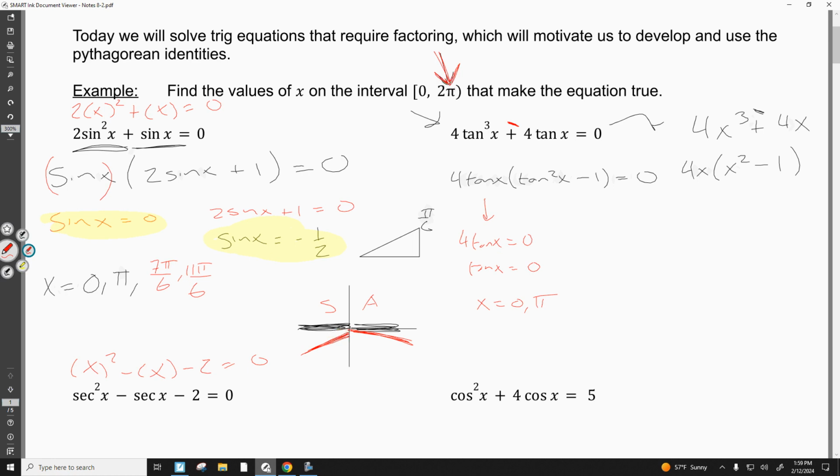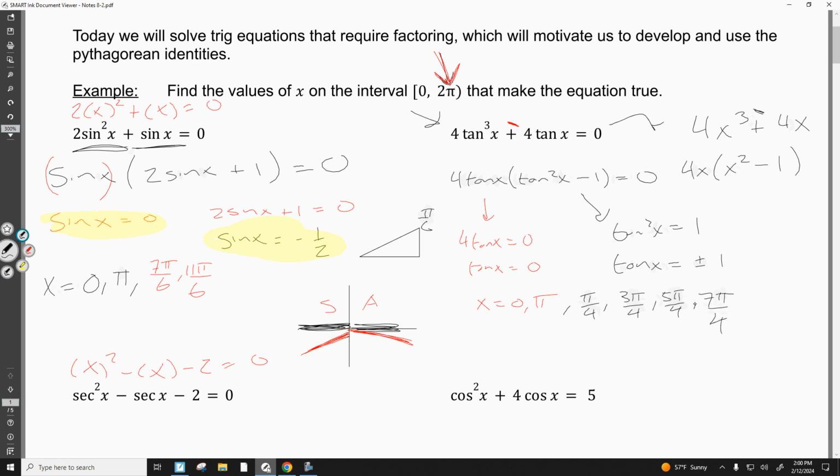Then on the other side, this is when I have tangent squared x will equal 1. After adding 1 to both sides, I'll square root both sides to get plus or -1. When does tangent equal 1? When the opposite over adjacent equals 1. All the pi over 4, bro. Pi over 4, don't say 2 pi over 4. 3 pi over 4, don't say 4 pi over 4. 5 pi over 4, don't say 6 pi over 4. 7 pi over 4. Boom.